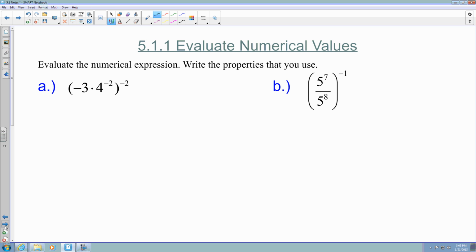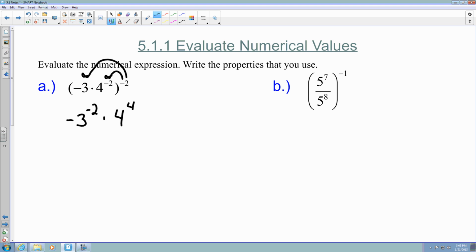So since we have those terms and we have an idea of what their definitions are, let's evaluate some of these expressions. So I have negative 3 times 4 to the negative 2 power, all to the negative 2. So first off, I'm going to use the power of a product and take this negative 2 and attach it to both of our values. So I'm going to do negative 3 to the negative 2 power times 4 to the negative 2 times negative 2. Since that's a power of a power, that's negative 2 times negative 2, which is just 4.